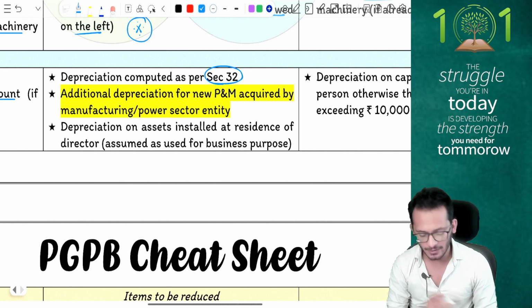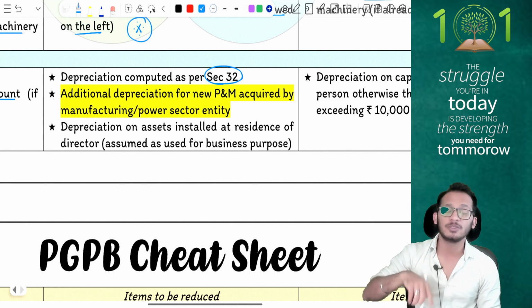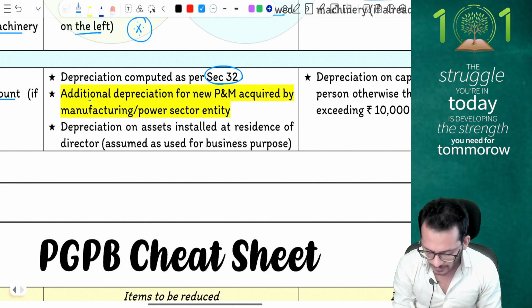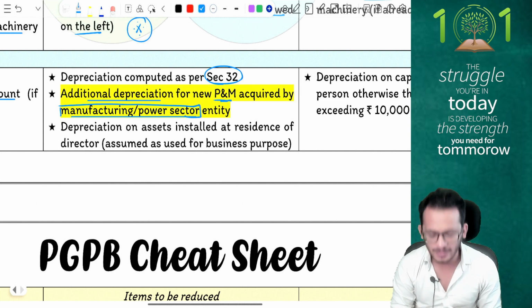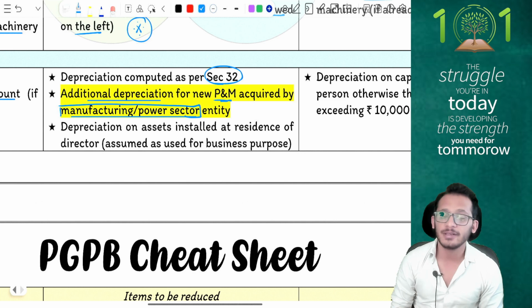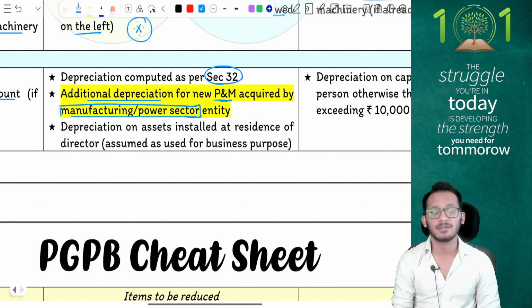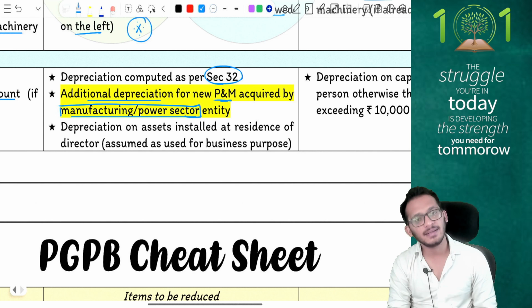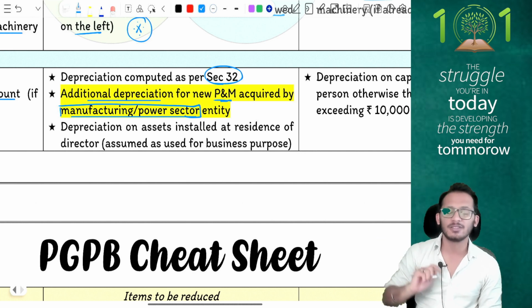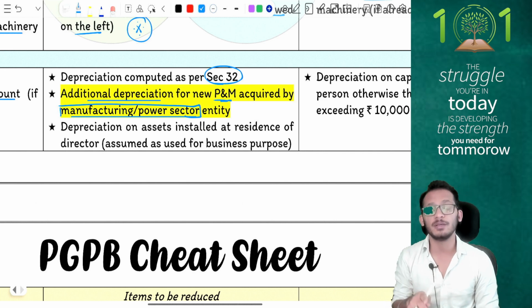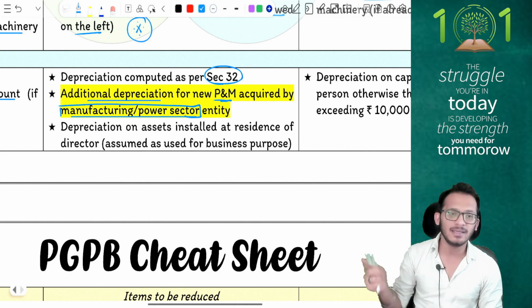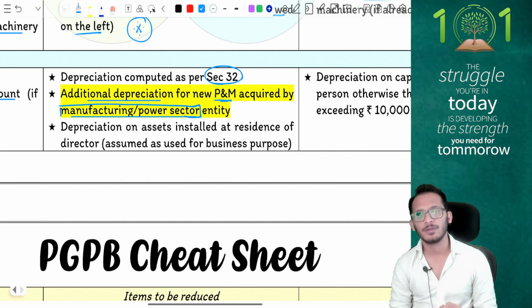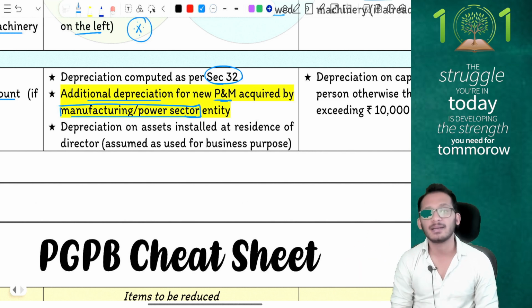That is fairly obvious. Items which can also be claimed as deduction which may not be mentioned in the question is any kind of additional depreciation for newly bought plant and machinery if it is for a manufacturing or a power sector entity. Notice carefully that you can only claim additional depreciation for manufacturing and power sector entity. But yes, I've also put it in yellow. Yellow in simple words means that this additional depreciation can only be claimed by those people who are opting for the normal regime. If you're going for 115BAA to BAE, you cannot claim additional depreciation. So this adjustment will get ignored.